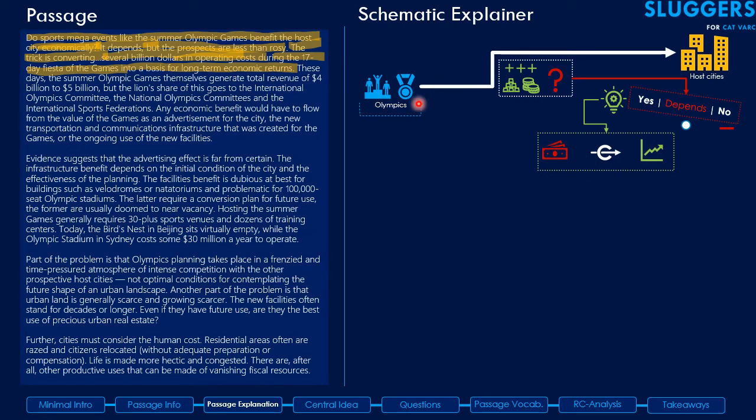Because even after the Olympics, the metro rail system will still provide economic benefit to the city in some form or the other, right? So that's what the author means when he says the trick is converting several billion dollars being spent in operating costs during the 17-day fiesta of the games into a basis for long-term economic returns. Okay, I hope that's clear. Let's go to the next part then.